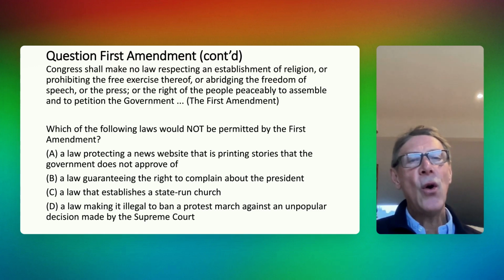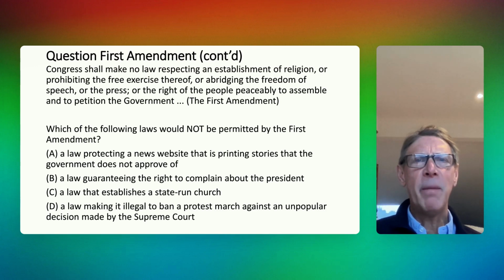C, a law that establishes a state-run church. Well, C, a state-run church is not what it's all about. It says the Congress shall make no law respecting an establishment of religion. This is a law establishing a religion, so C would not be permitted.